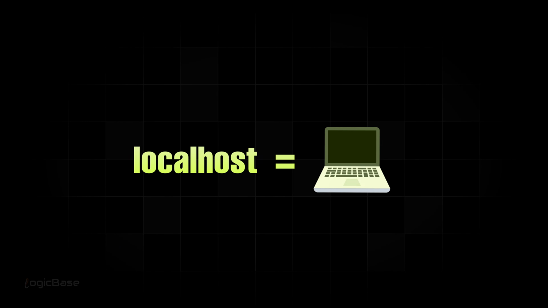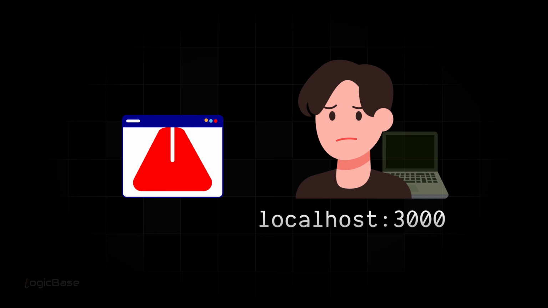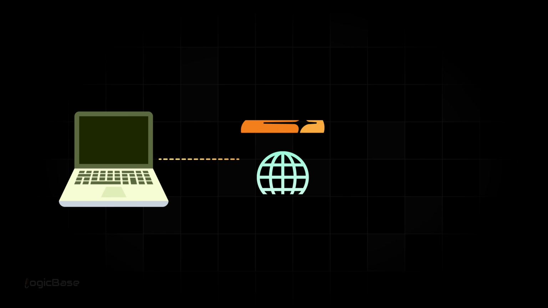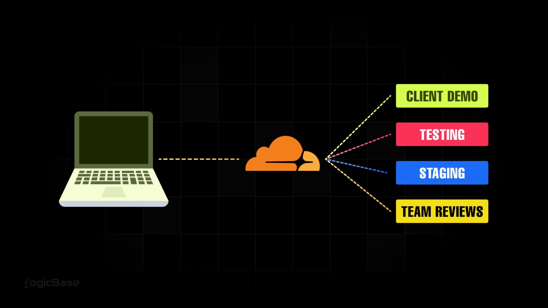At this stage, one thing is clear. Localhost means your local machine, right? So, if you share this URL with someone else, they won't be able to see it. That's common sense. Now, we will make this local server publicly accessible with Cloudflare Tunnel so you can do client demos, team reviews, testing, or staging directly from your own machine.